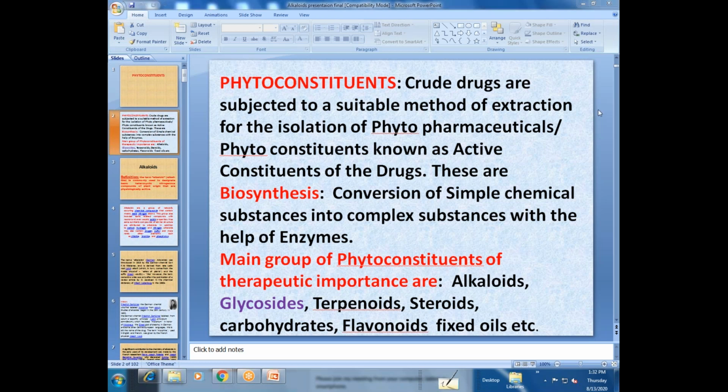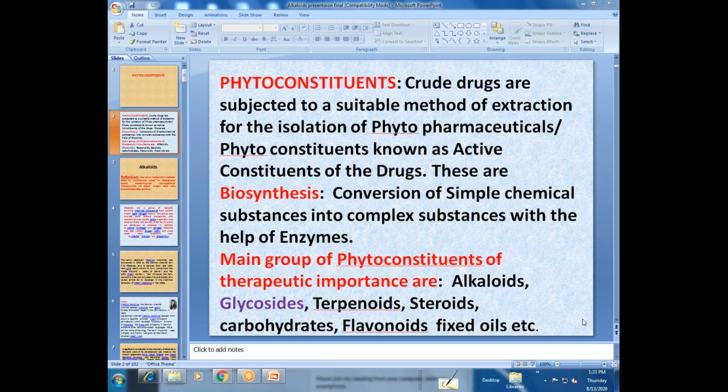Phytoconstituents are the crude drugs which are subject to a suitable method of extraction for the isolation of pharmaceuticals. Phytoconstituents are known as active constituents of the drug. These are produced during the process of metabolism, which we call biosynthesis. So, conversion of simple chemical substances into complex substances with the help of enzymes. This process is known as biosynthesis.